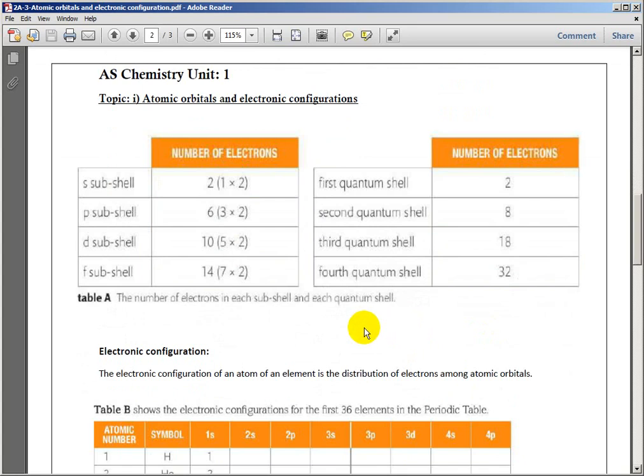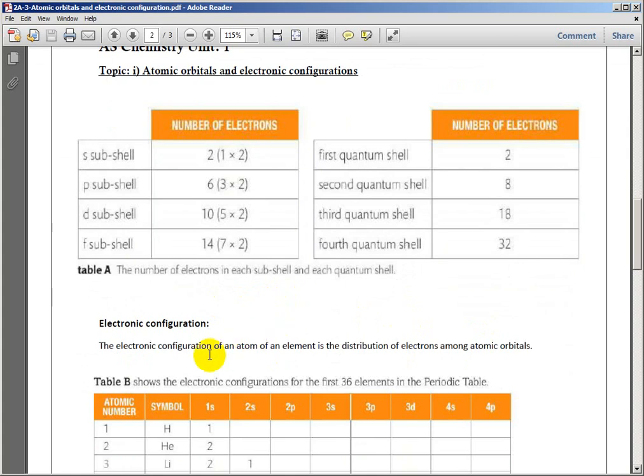Now, the electronic configuration. The electronic configuration of an atom of an element is the distribution of electrons among atomic orbitals. I will try to make you understand electronic configuration. We will distribute electrons among atomic orbitals.